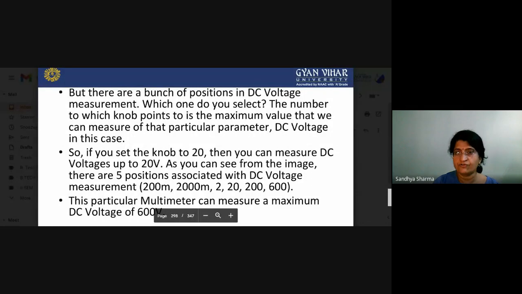But there are a bunch of positions in DC voltage measurement. So which one do you select? The number to which the knob points is the maximum value that we can measure of that particular parameter. If you set the knob to 20, then you can measure the DC voltage up to 20 volts. As you can see from the image, there are five positions associated with DC voltage: 200m, 2000m, 20, 200, 600. So this particular multimeter can measure a maximum DC voltage of 600 volts.